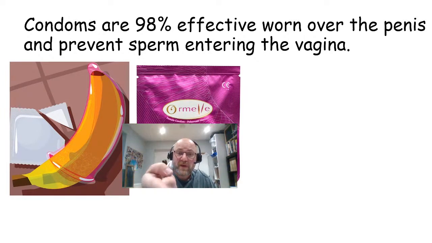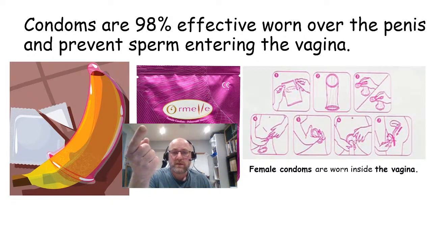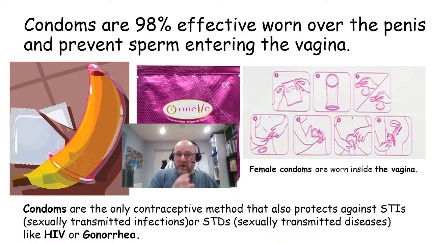Yeah, there's female condoms as well, which are larger. They go inside the vagina, and they will stop sperm as well. And as it says here, female or male condoms are the only method that protect against sexually transmitted diseases like HIV or gonorrhea, as well as stopping you getting pregnant. So they're like double. Of course, a condom can break. That's a disadvantage. The condom can split and you can get pregnant if it splits.